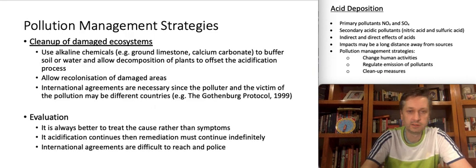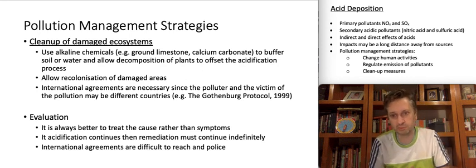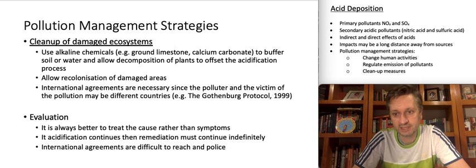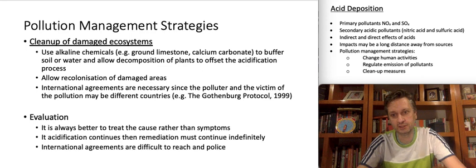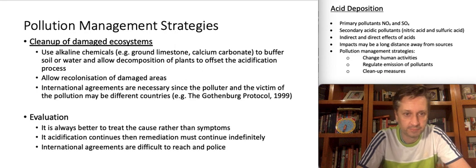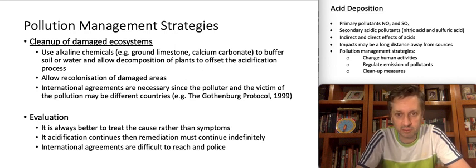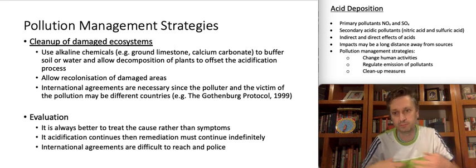Okay, and then finally, clean up of the environment once this issue has happened. Because acid rain has been a problem for so long, dating back to the dawn of the Industrial Revolution, we have to face the fact that we need to clean up our environments once these issues have occurred. So one thing we can do is use chemicals to buffer soil or buffer water. So we can add limestone, for example, ground up, to water or soil to try to neutralise the acids once they're in the environment. We can encourage recolonisation of damaged areas by plants.